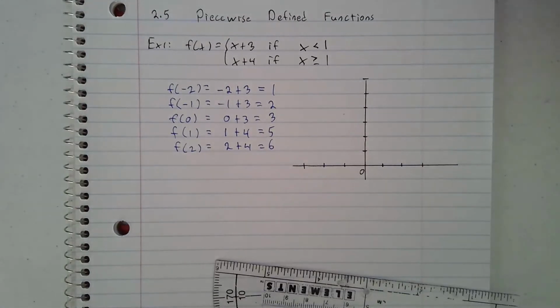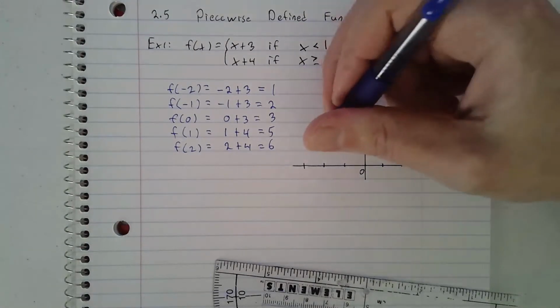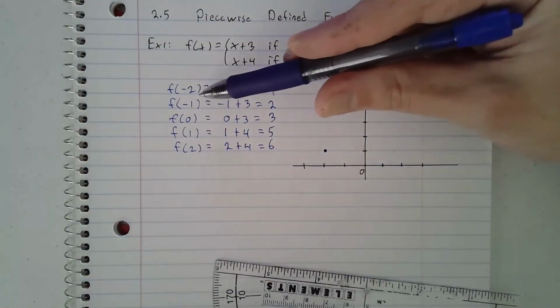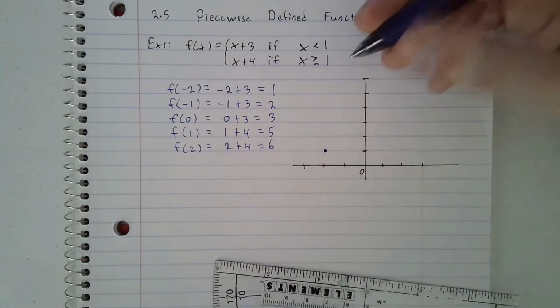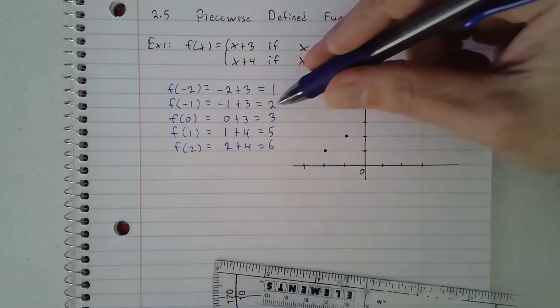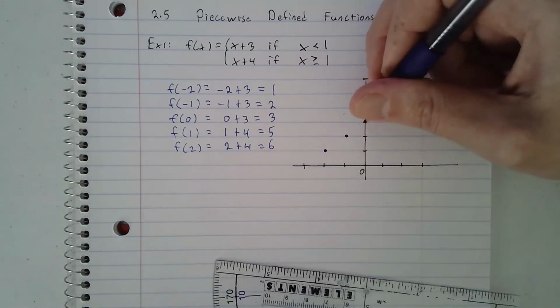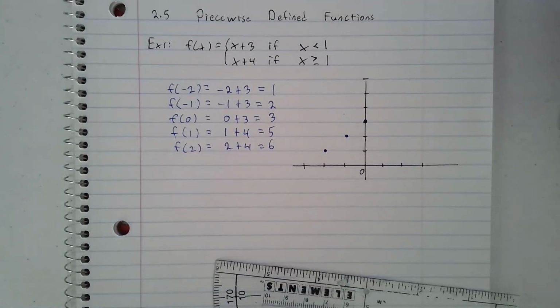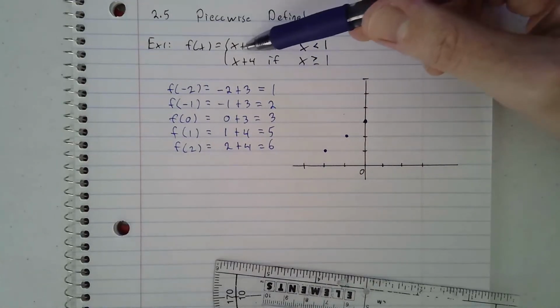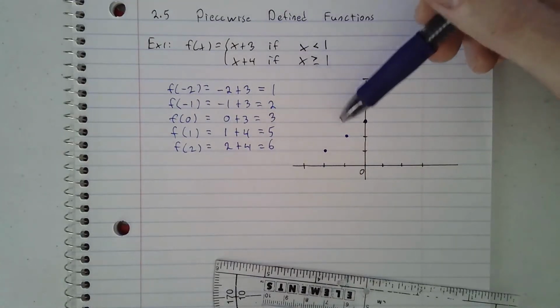The first point that we found was -2, 1. It's right here. And then we found -1, 2. And then 0, 3. So that's a linear function because it has a slope of 1 over 1.